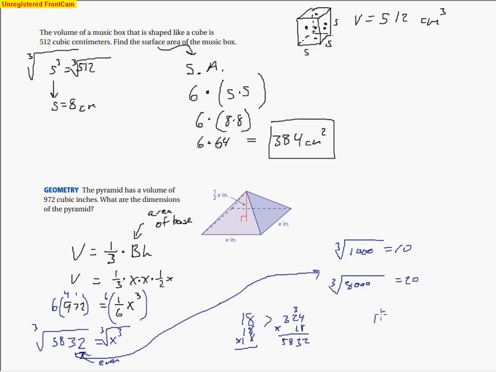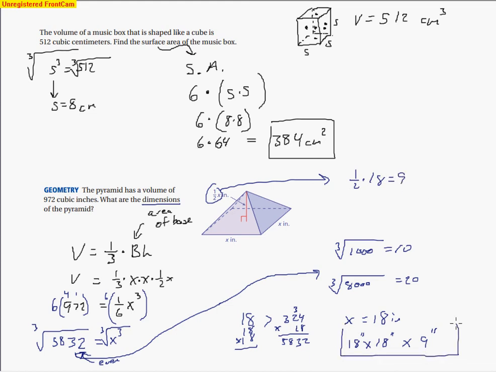So 18 inches is what x is, but they want the dimensions. So the dimensions would be 18 inches by 18 inches, by, and then 9 inches. Where do I get the 9? Well, 1/2 x. And so 1/2 of 18 represents 9. So those are the dimensions of that pyramid.